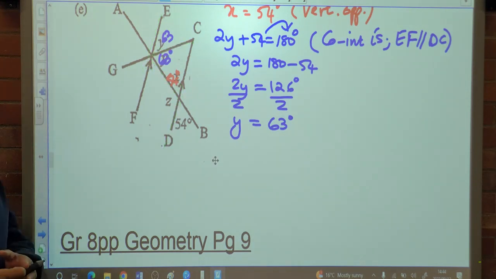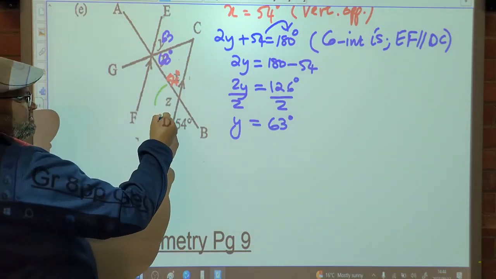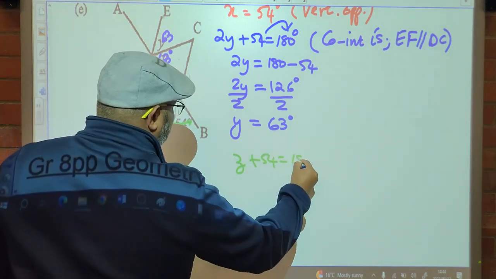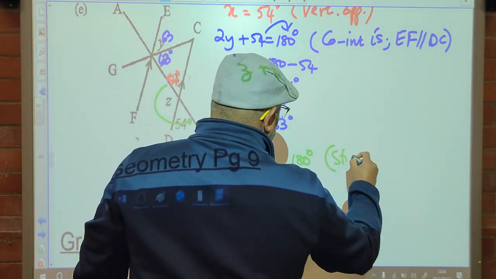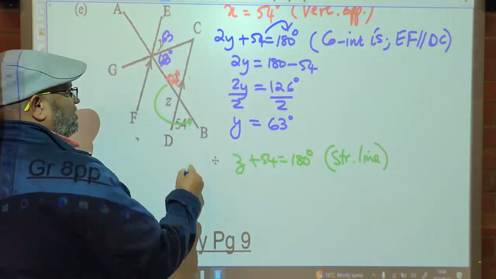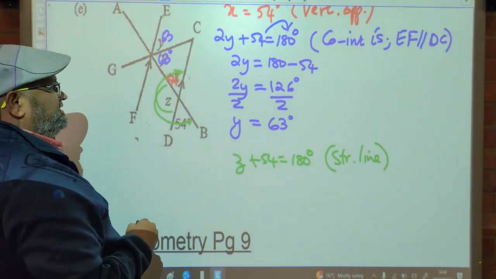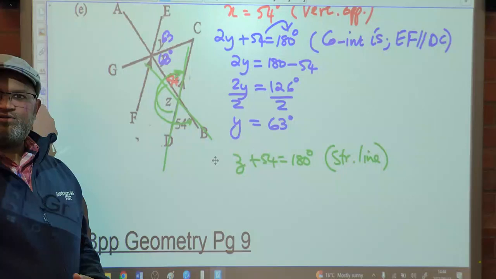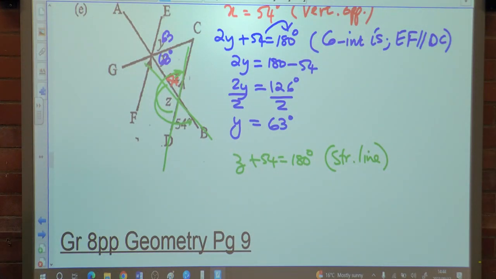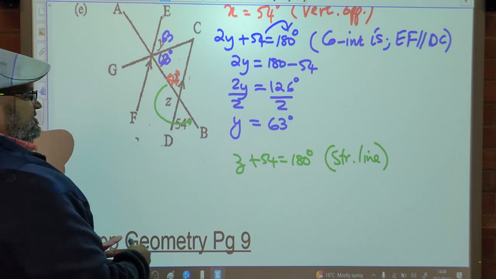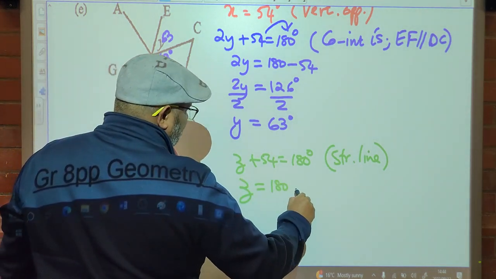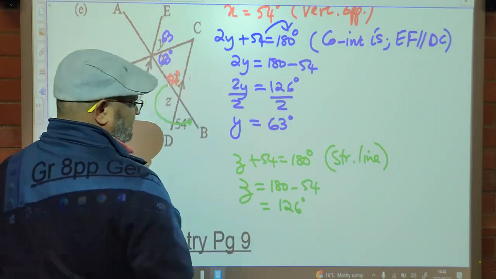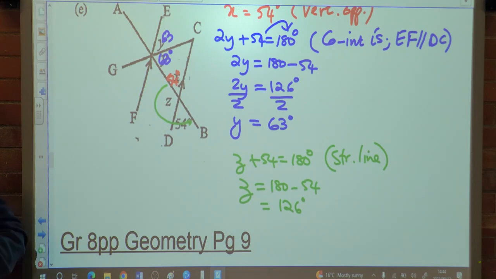But it's the easier way. Straight line: it's either Z plus 54 is equal to 180, or I could have said Z plus that 54 is 180, straight line. So there's a straight line and there's a straight line. Any one of the two is acceptable. So I now say Z is equal to 180 minus 54. 180 minus 54 is 126.